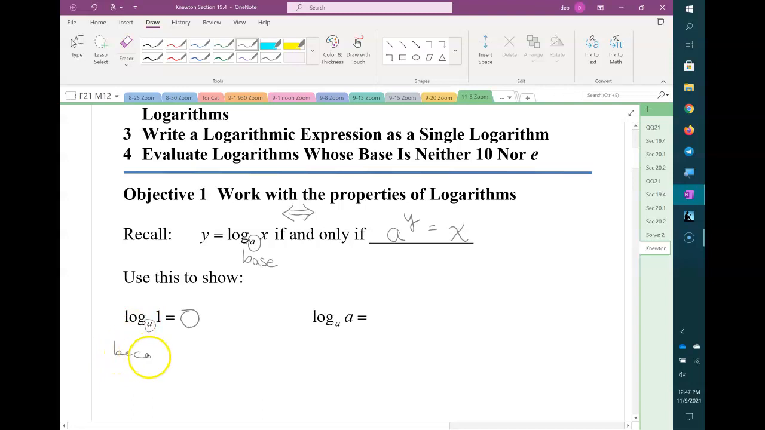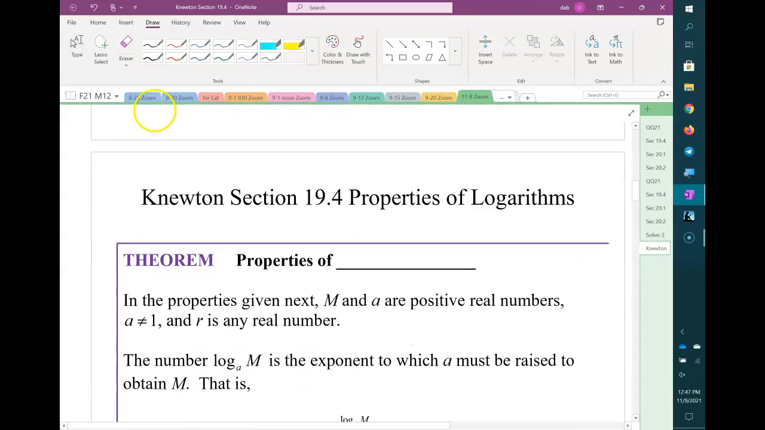When I'm trying to figure out problems like this, I say to myself, because a to the 0 is 1, that's how I know the log base a of the number 1 is 0, for any base. And then the log base a of a is going to be 1, because a to the 1 equals a. So those are some handy little factoids that sometimes will help you simplify things.